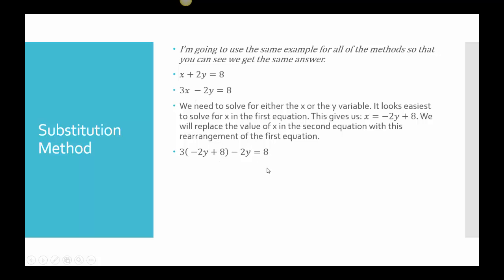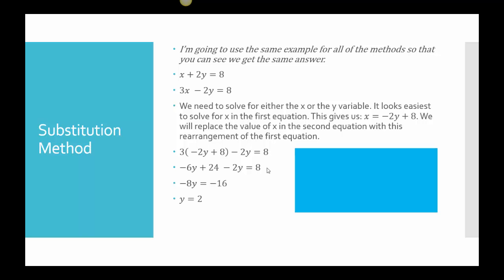So this I can distribute the 3. I have negative 6y plus 24 minus 2y is 8. Push that 24 over, put the negative 6y, negative 2y together. I have negative 8y is negative 16, so I'm almost done with this part. I get y is 2. Awesome. Now let's see if we can solve for x.